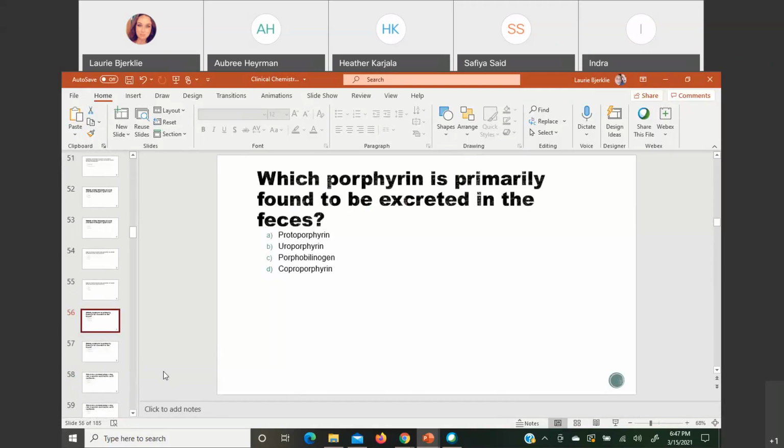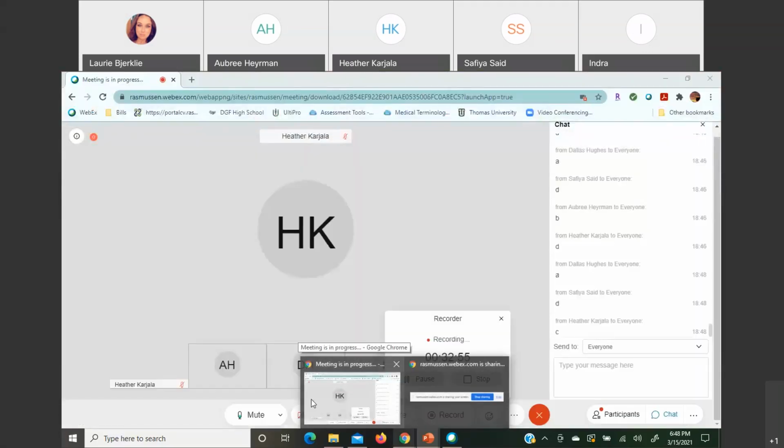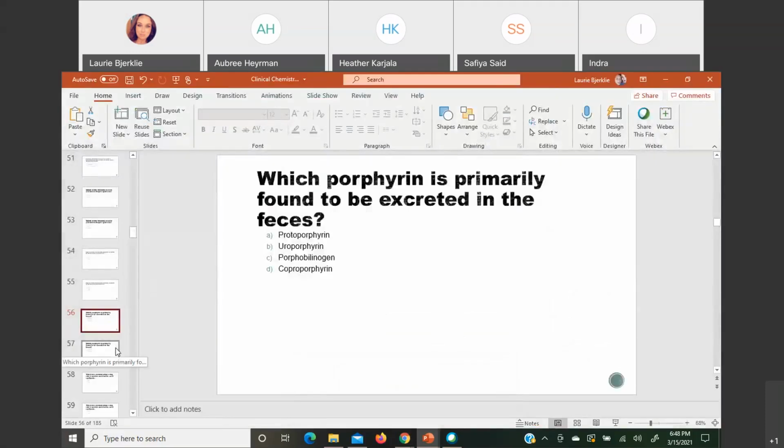Okay, which porphyrin is primarily found to be excreted in the feces? Okay, and porphyrins are usually not, so they're tricky. This one, it is protoporphyrin.